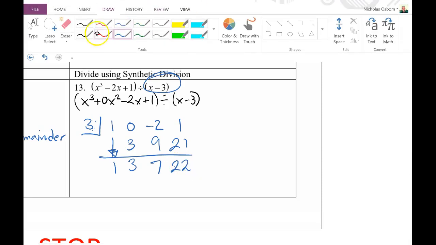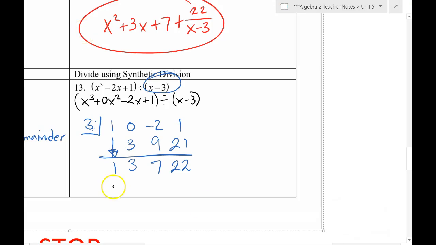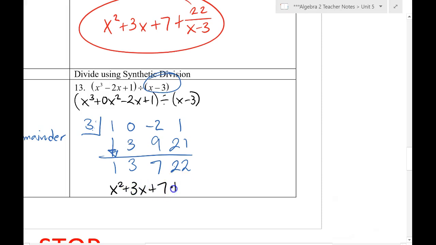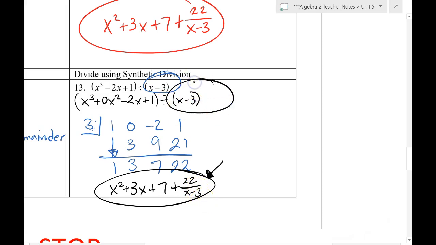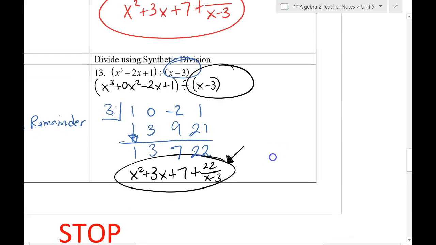And then our final answer will be x. Remember, our first leading term in the original was cubed, so the first term here will be squared: x squared plus 3x plus 7, plus our remainder, 22, over x minus 3. Okay, so this is the case where the remainder is actually not equal to 0, and you would have to write the remainder there over the original divisor, whichever you divided by, which happened to be x minus 3.